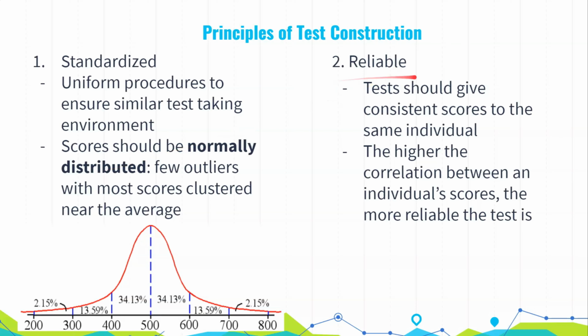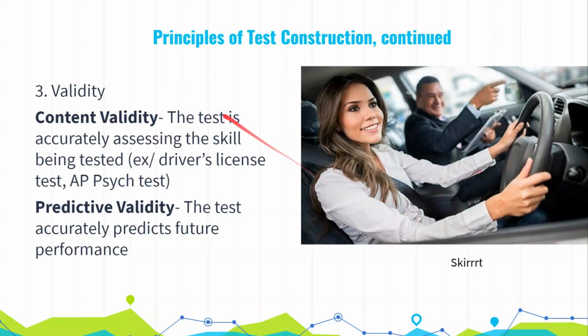Tests must also be reliable, meaning if the same person takes one several times, their score should be somewhat consistent. Finally, tests should be valid, meaning they assess you correctly. They should show content validity, meaning the test pertains strictly to the topic being tested. It should also show predictive validity, meaning the test is able to predict future performance.